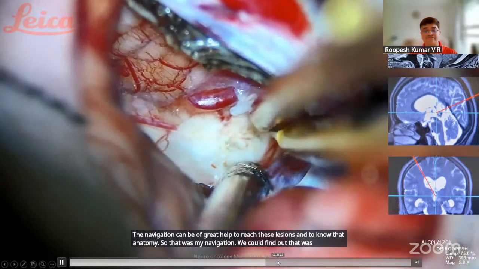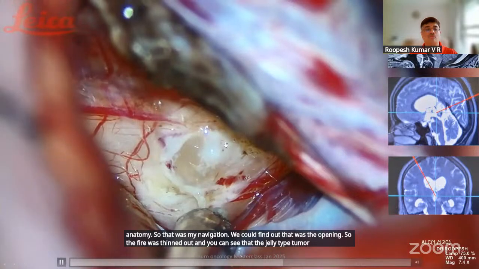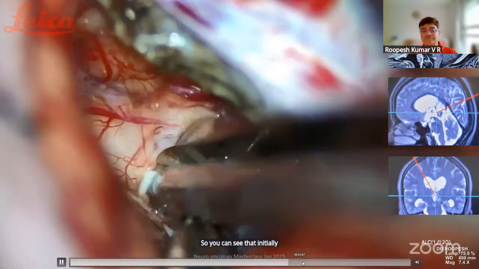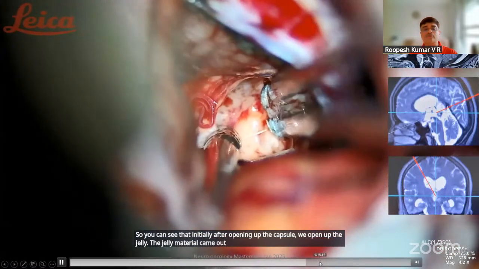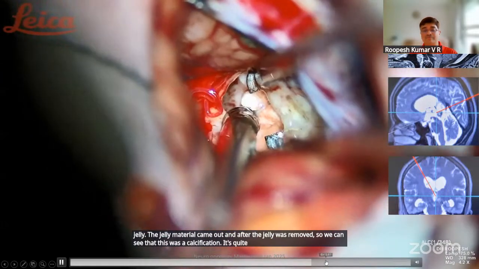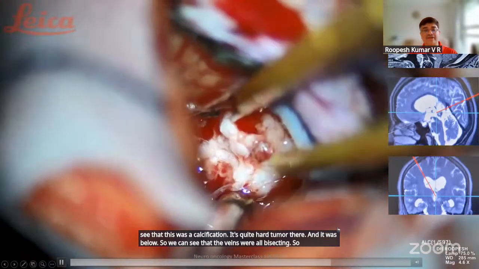The pia was thinned out, and we can see the jelly type tumor. Initially we were not sure what type of tumor it is. After opening up the capsule, the jelly material came out, and after the jelly was removed, we can see that this was calcification. It's quite a hard tumor, and it was below, and we can see that the veins were all bisecting. So these veins were displaced anteriorly.